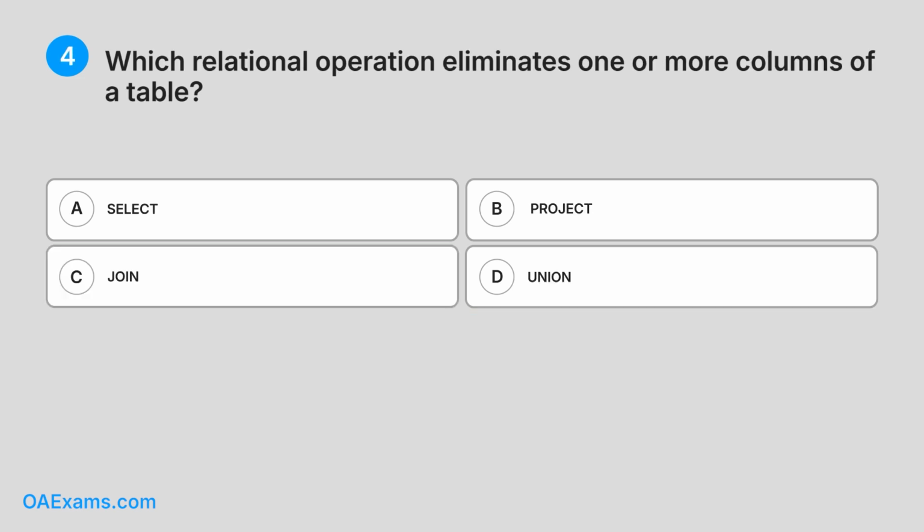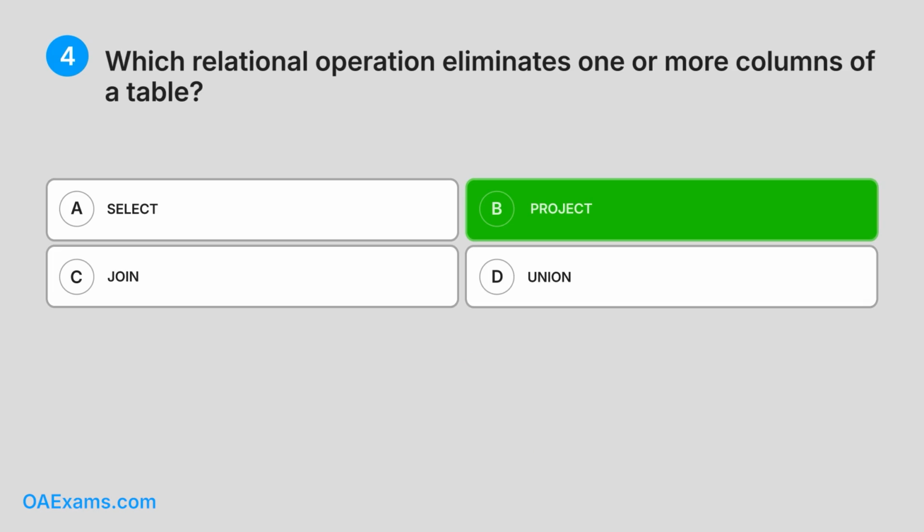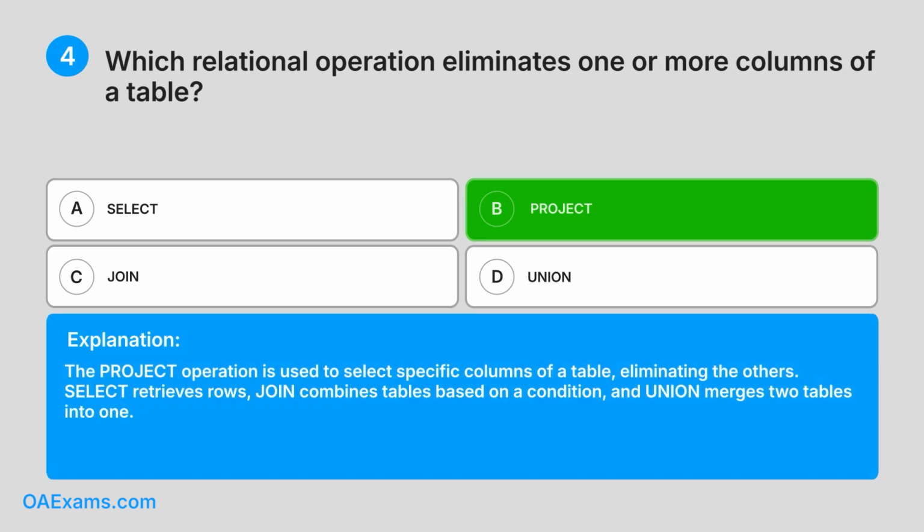4. Which relational operation eliminates one or more columns of a table? A. Select, B. Project, C. Join, D. Union. Do you know the answer? Correct answer, B. Project. Explanation. The project operation is used to select specific columns of a table, eliminating the others. Select retrieves rows, join combines tables based on a condition, and union merges two tables into one.